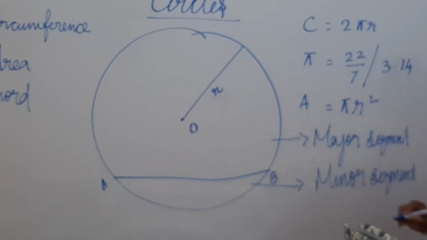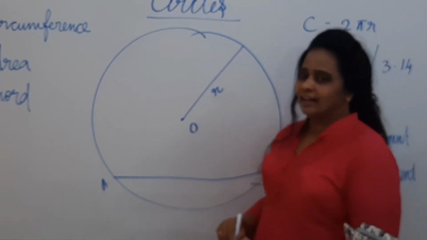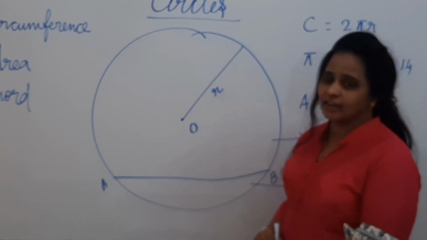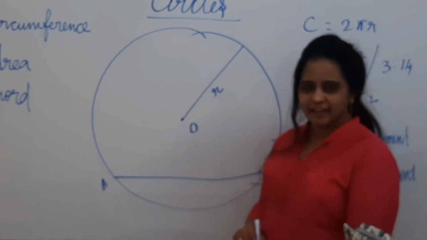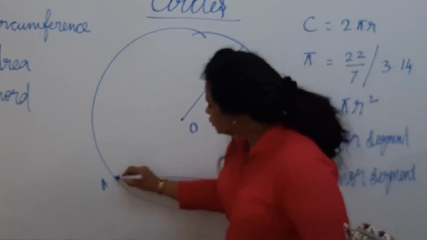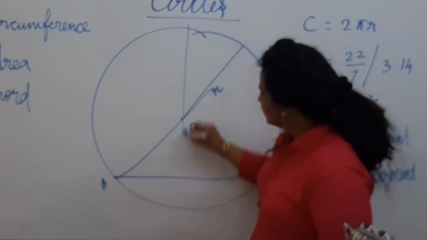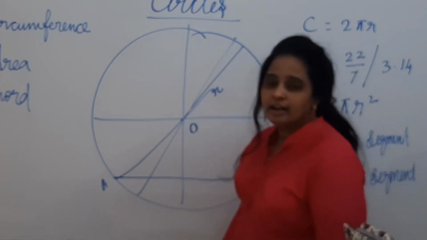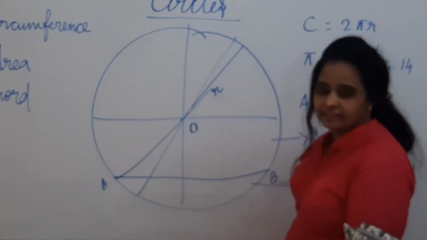Children, we know the diameter is the largest chord in a circle. So, how many largest chords are there in a circle? You may say there is only one largest chord in a circle. No, never. There are plenty of diameters in a circle. So, we have plenty of largest chords in a circle.